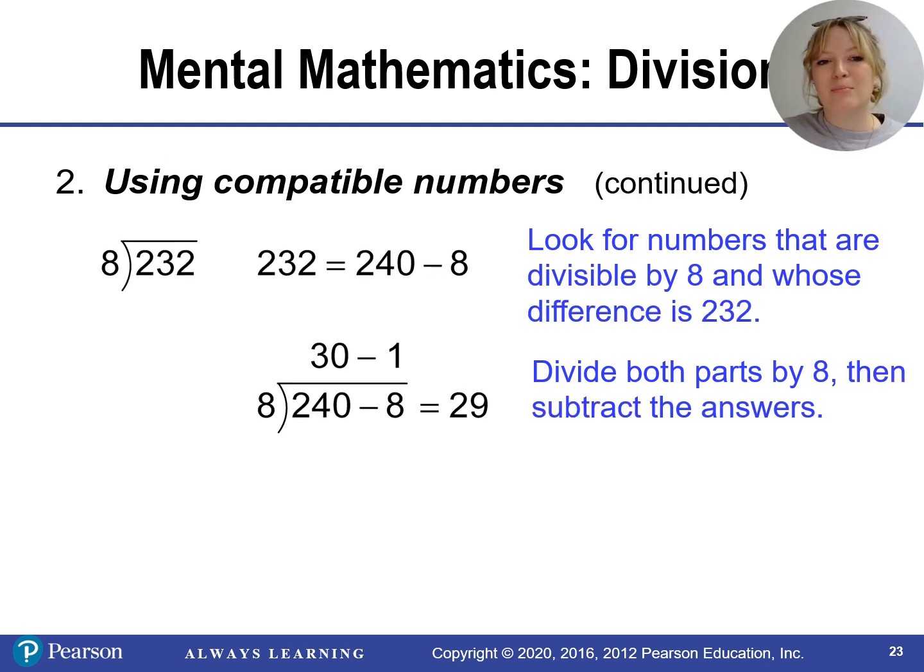I could also use compatible numbers with subtraction. So if I had 232 and I wanted to divide it by 8, I could think about that as 240 minus 8. I know 240 is divisible by 8 because 24 is divisible by 8. So 240 divided by 8 is 30. 8 divided by 8 is 1. So I get 30 eights in 240, 1 eight in 8. So I have 1 less 8 in 232. So 29 eights fit into 232.